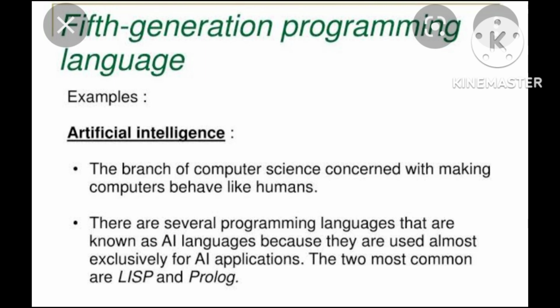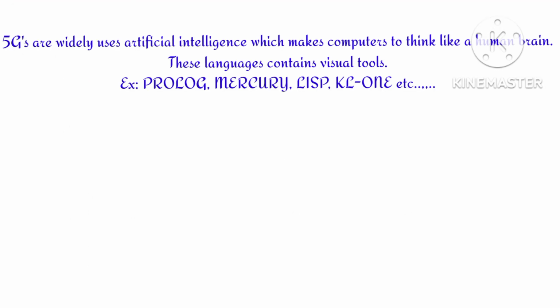These 5G languages are constraint and logic languages that are centered on problem solving. The constraint based and logic programming languages are a part of fifth generation languages. 5G languages are widely used in artificial intelligence, which makes computers think like a human brain. These languages contain visual tools. Example: Prolog, Mercury, Lisp, KL1, etc.